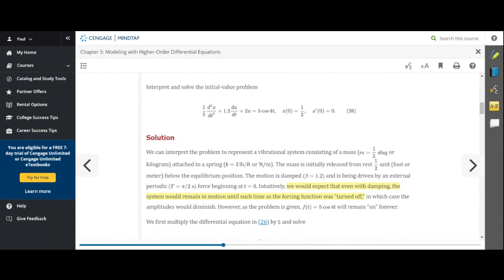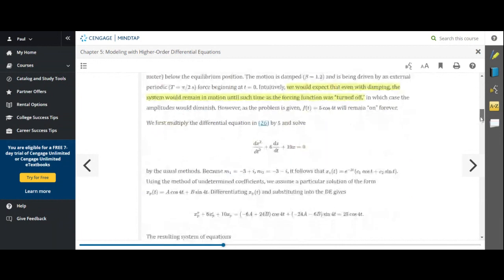This external driving force, 5 cosine of 4t, is on all the time. So it's going to be part of the problem. It's always going to be part of the motion. So let's go and look at the details of what they do here.